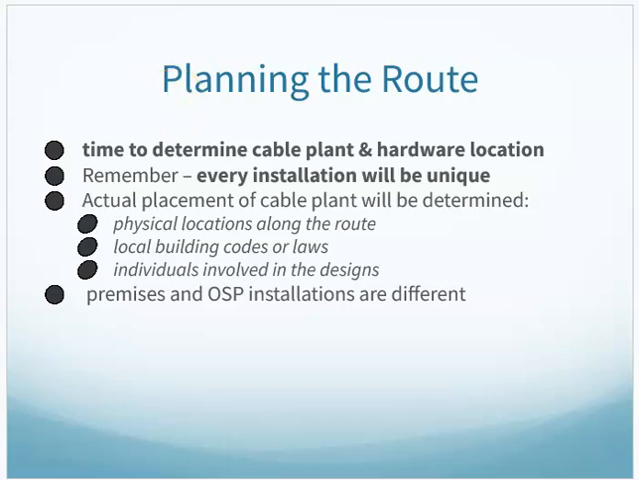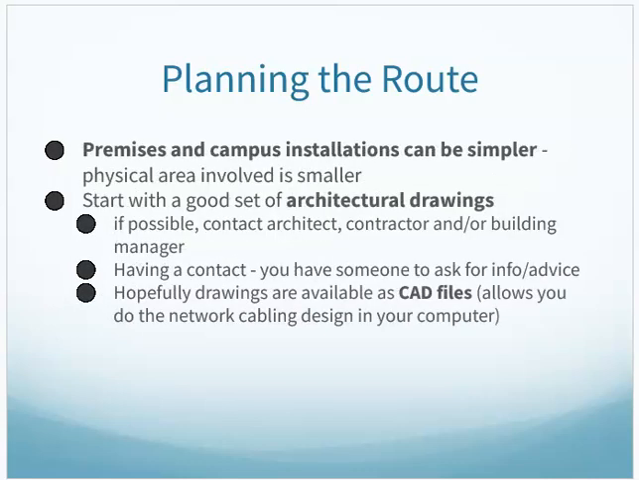One of the things that needs to be done is planning the route, especially when we're dealing with outside. Inside too, you need to plan where the cable's going. You need to determine the cable plant and the hardware, and every installation will be unique in how it's dealt with. There are a lot of similarities, but everyone's going to be unique. Consider where it's going to go, local building codes and laws, and the individuals involved in the design. Your premise and outside are different. Premise can be pretty simple.